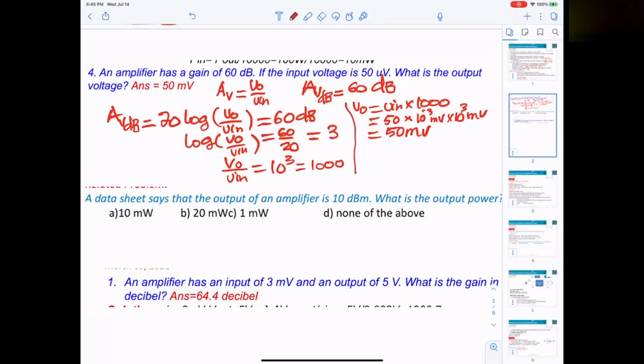So, Mr. Pham, on this problem, one of the main things I guess you want us to understand is where you have V out over V in equals 10 to the 3, equals 1,000. We know when we divided the 20 into the 60, we get 3, but the 10 comes from the log is the base 10, correct? Right, base 10. So then you have to make it 10 to the power of 3, which is 1,000. Okay. All right. Hey, thank you very much. You're welcome.